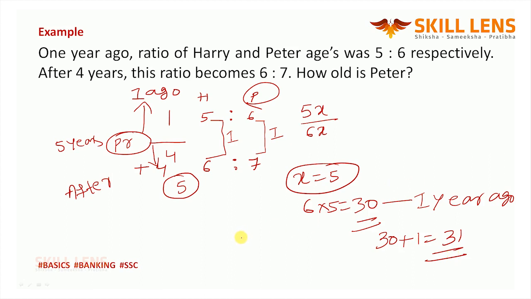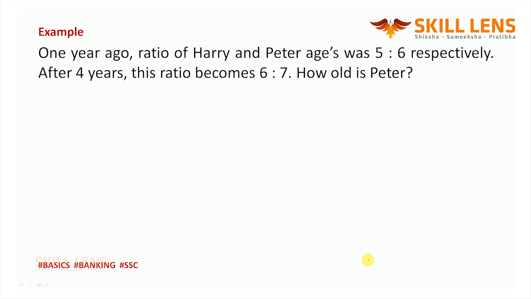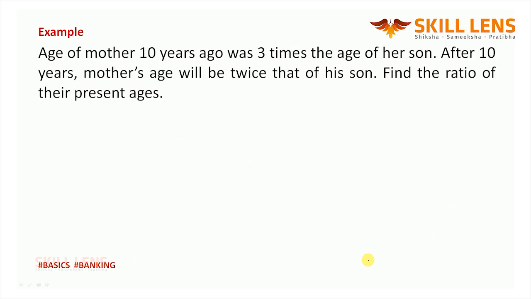Or you can do it like this also. 7 5s are 35. This is when? After 4 years. So just subtract 4 from this value. You will get 31 as your answer. Okay, this is how you need to answer your basic questions. These types of questions have been asked in banking and SSC. Okay, let's try to solve one more question.